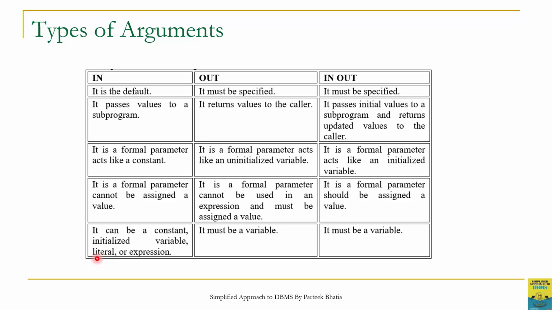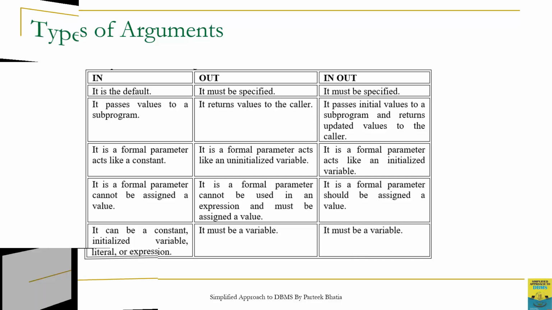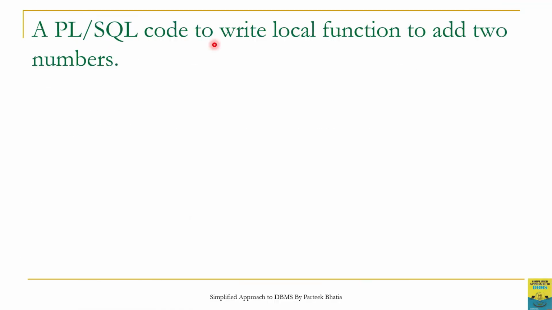In can be a constant, initialized variable, literal, or expression, while out must be a variable, and in-out is also a variable. Now to understand the usage of local function, let us consider an example. Let us consider a PLSQL code to write a local function to add two numbers. So this function should take two numbers as int type arguments.